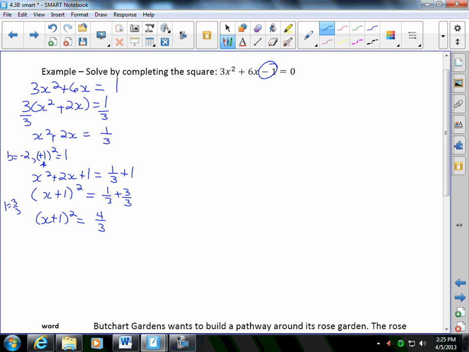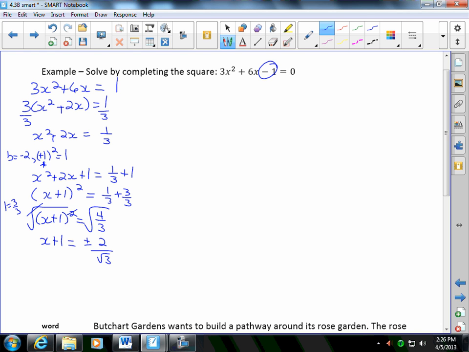Okay, so now I have it to the point where I can use my square root property. So I square root my left, square root my right, squared and square root cancel. X plus 1 is equal to plus or minus. Square root of 4 is a 2, that works out, but my denominator doesn't. So it has to stay as a square root 3.